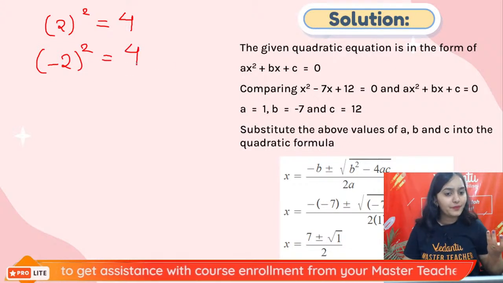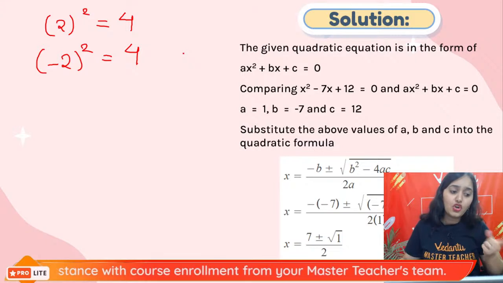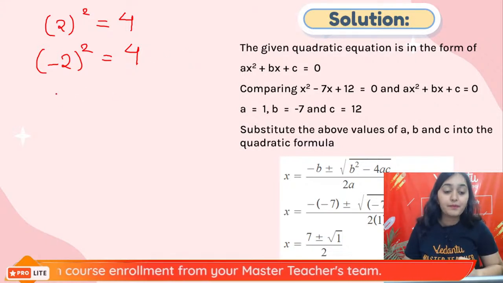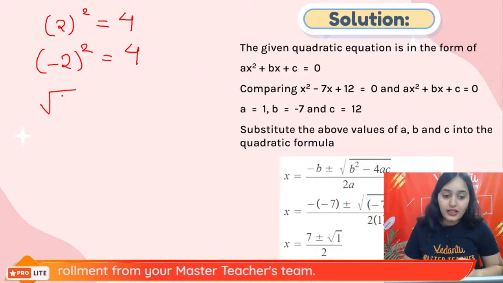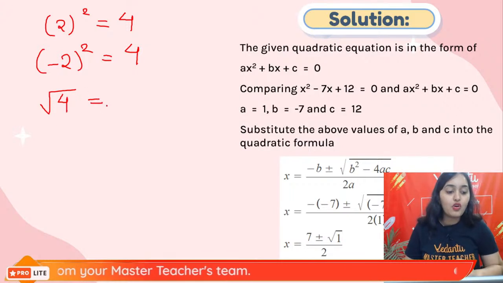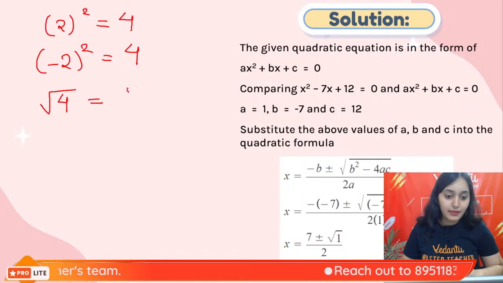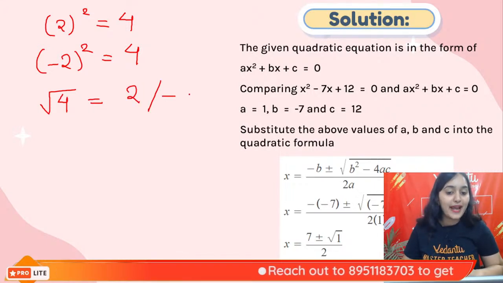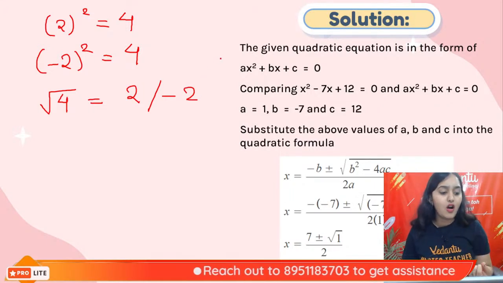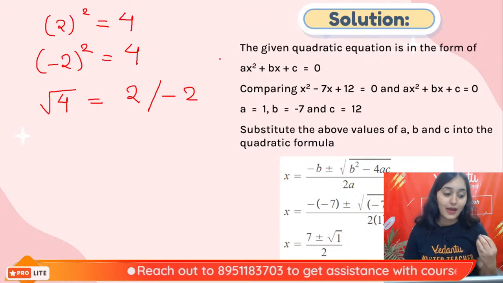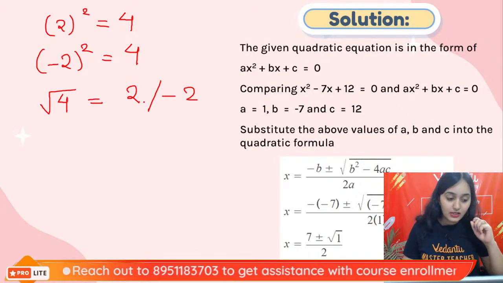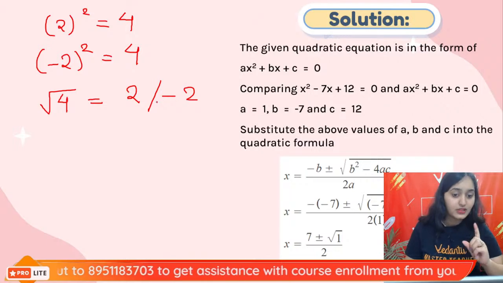Again 4, right? So basically, Dheshna, if I ask you, what is the square root of 4? The square root of 4 can be 2 or minus 2. Am I right or wrong? What should be the square root of 4? The square root of 4 can be 2 or minus 2.